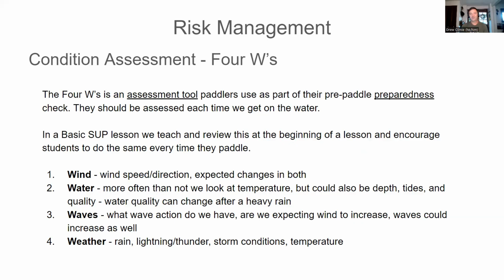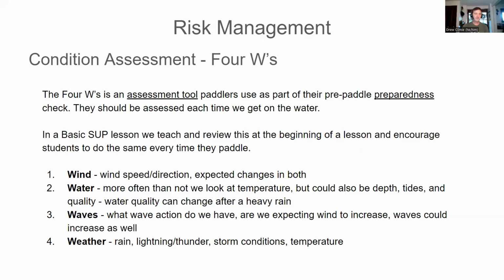And I like the 4 W's because all you have to do is remember that they're all W's. You just have to remember which each one is. Wind: speed, direction, and expected change in both. Water: more often than not, we look at temperature, but it could also be depth, tides, quality. Water quality can change after a heavy rain. Quality meaning, is there bacteria in the water? Are there other things that we need to be conscious of? Spills, red tide, all sorts of different things that can affect water quality, but the big one is usually, especially in an urban area, E.